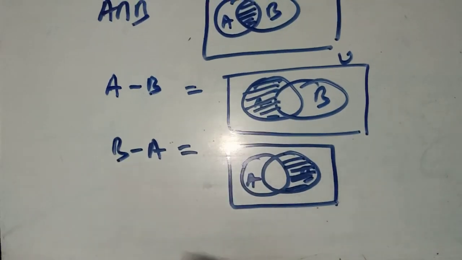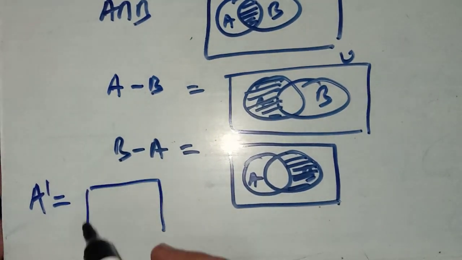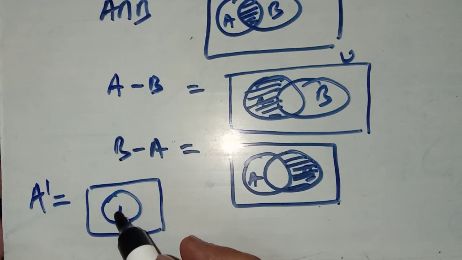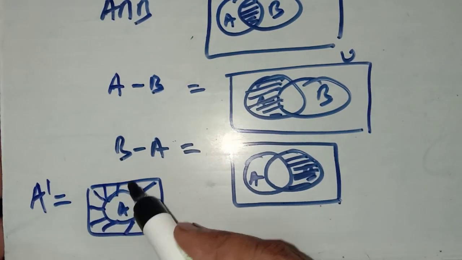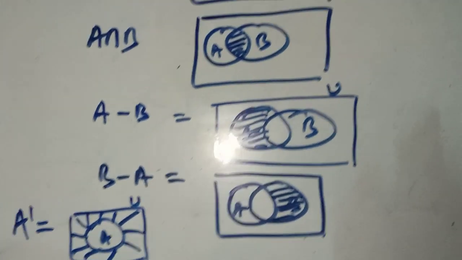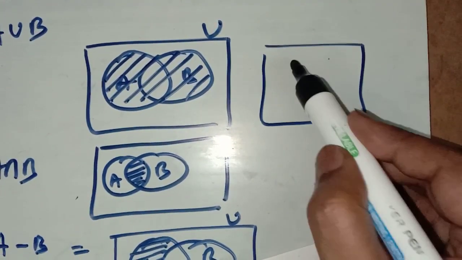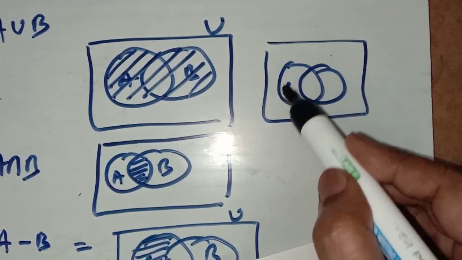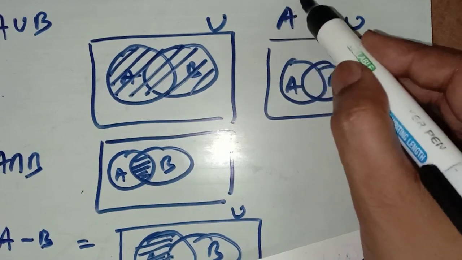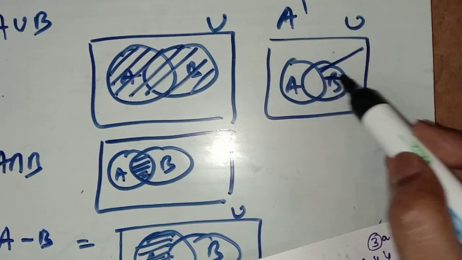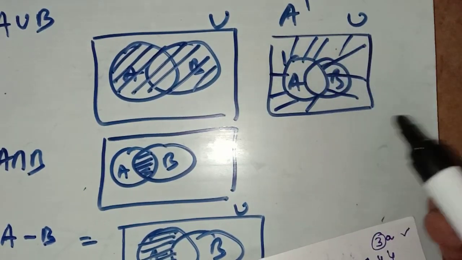Suppose you have to mark A complement. Now A complement means those elements which are not in A but are in the universal set. Or if we have more than one set, let us say you have to mark A complement. So A complement will be those elements which are not in A but in the universal set, like this.